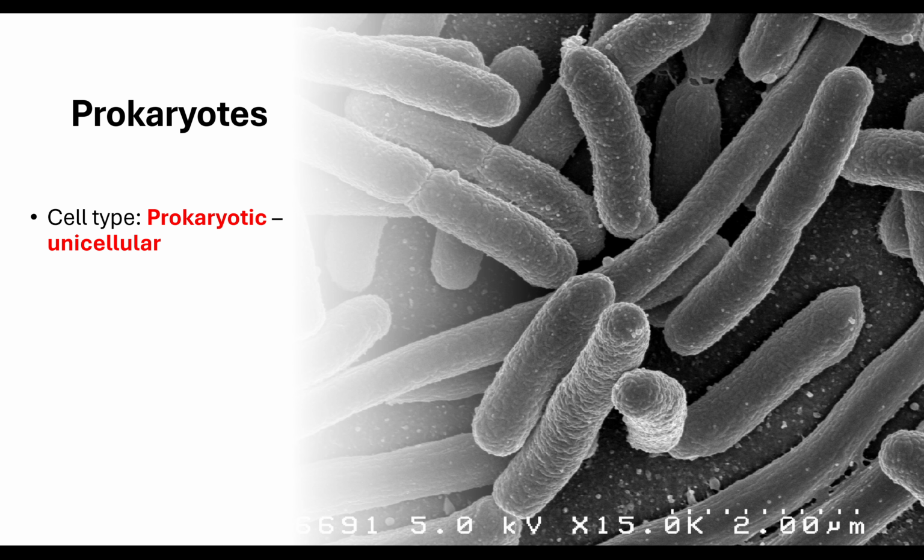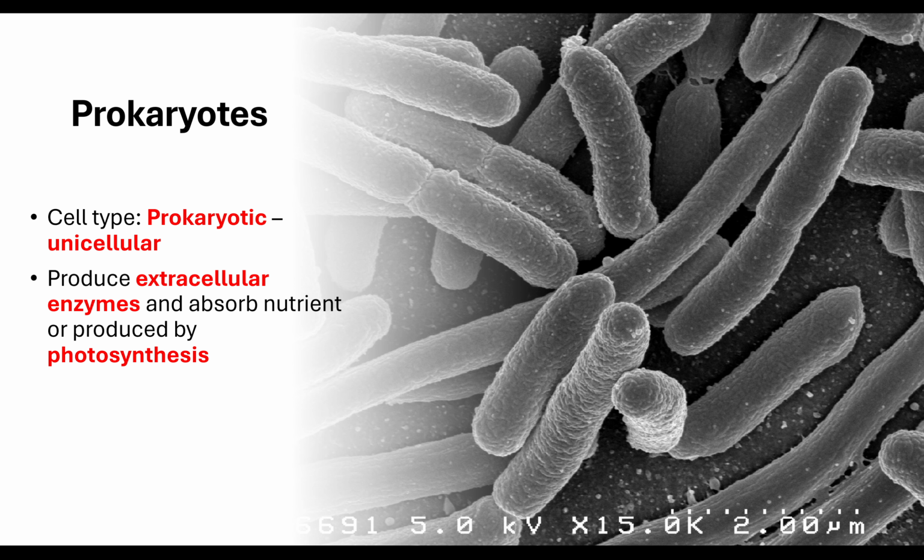Now, one of the key things about prokaryotes is that they do produce extracellular enzymes. So they are going to produce enzymes that are excreted out of the cell that will do the digesting externally. Then what they're able to do is absorb nutrients from their surrounding environment. The other thing they can do is they can also produce their own nutrients by photosynthesis. So if they have the pigments, they have chlorophyll, they can then absorb the light energy and they are able to then produce those nutrients, and that makes them autotrophic. So examples of these are bacteria or cyanobacteria.